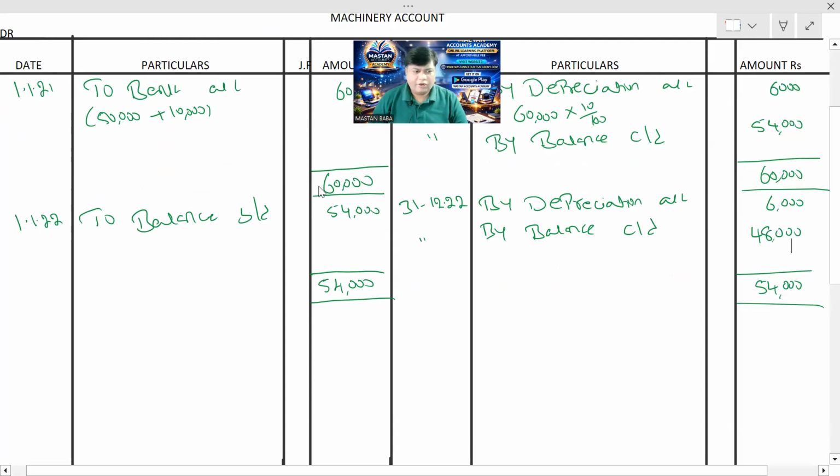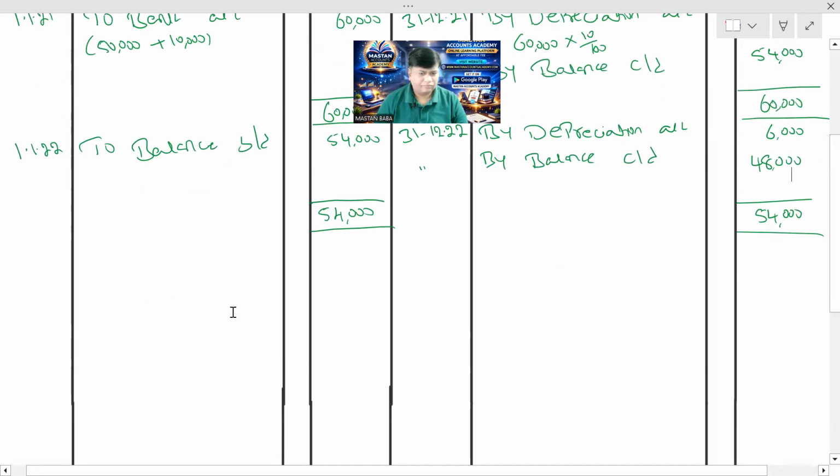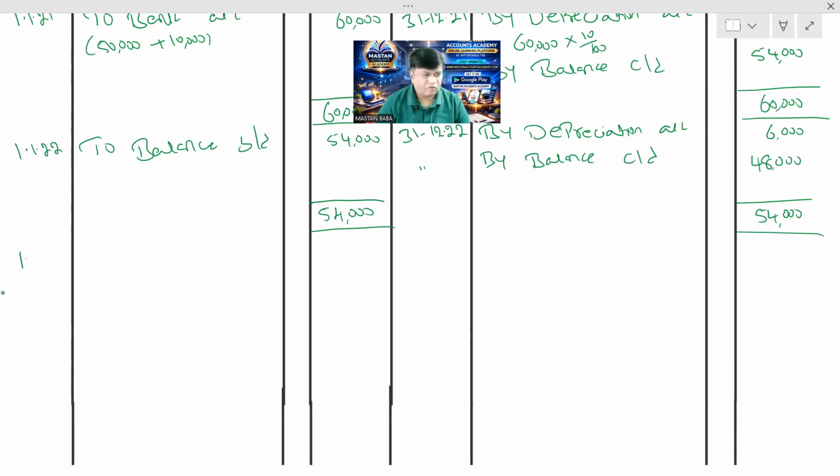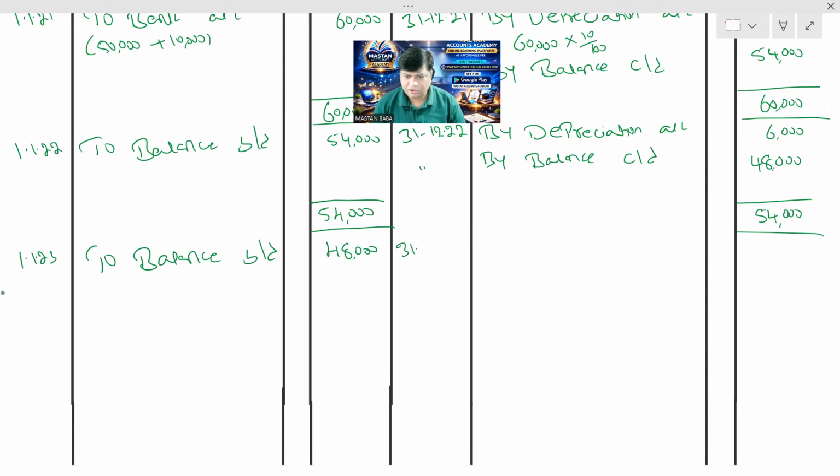Again 1/1/2023, to balance brought down. Dear students, how much is the balance? 48,000. And in which year is it sold? We already discussed the question and key points: it is sold in 2024. So for 2023, no problem, calculate the depreciation for the full year on 31st December 23.